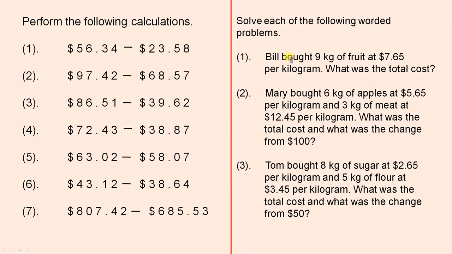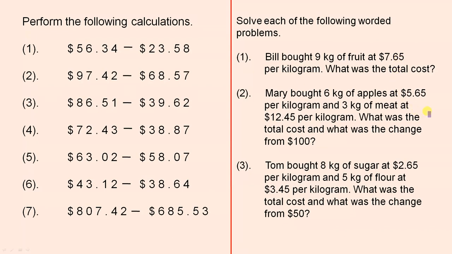So with this one, Bill bought 9 kilograms of fruit at $7.65 per kilo. What was the total cost? Well, if you wanted to, you could add $7.65 9 times, but that's not a very efficient way of doing it. So you just go 9 times $7.65.